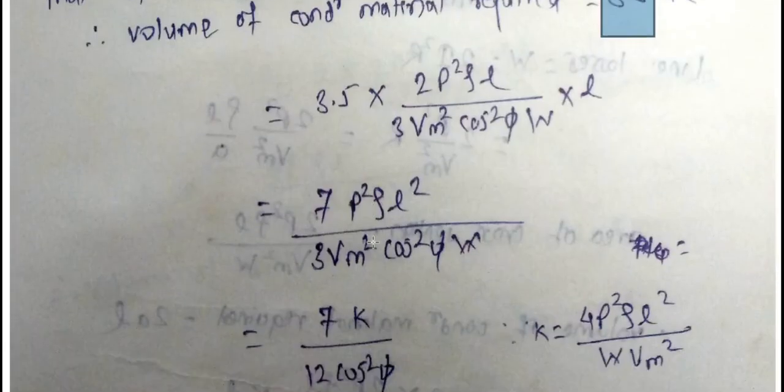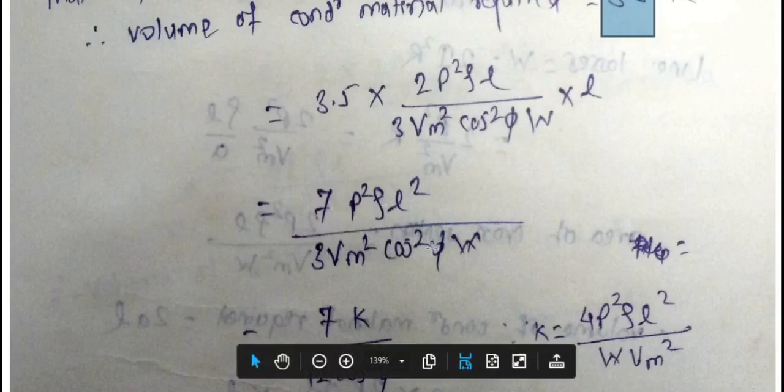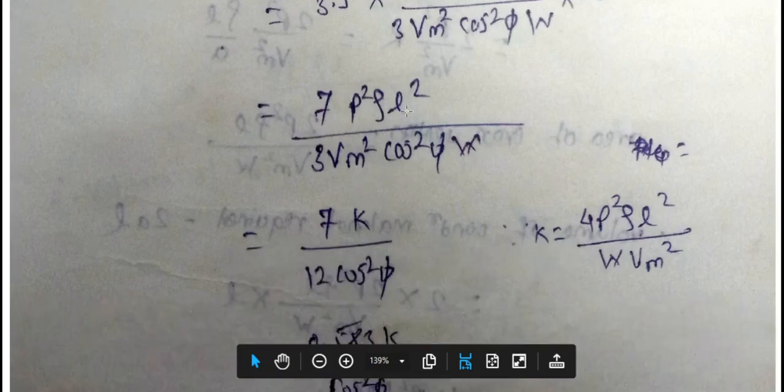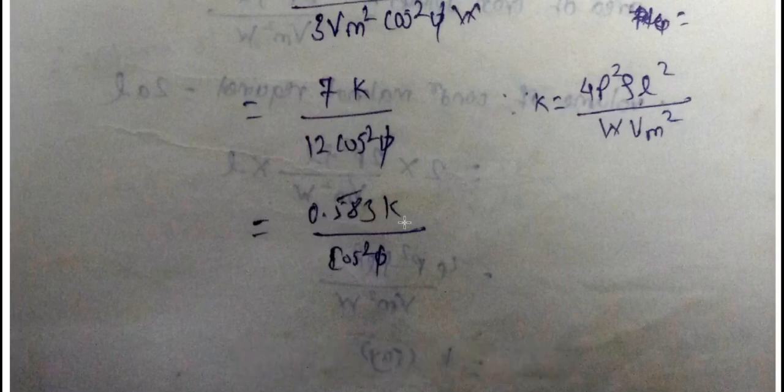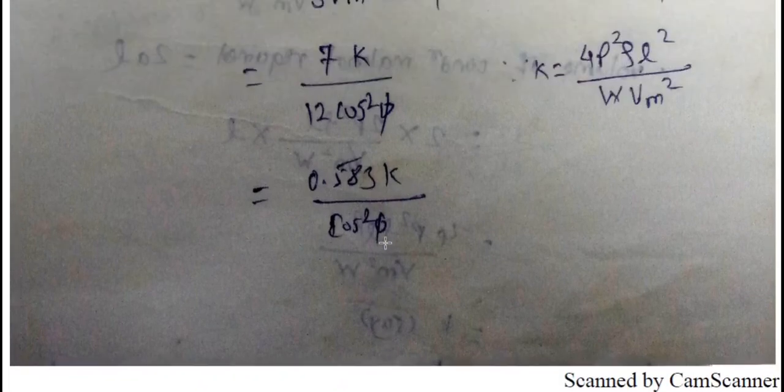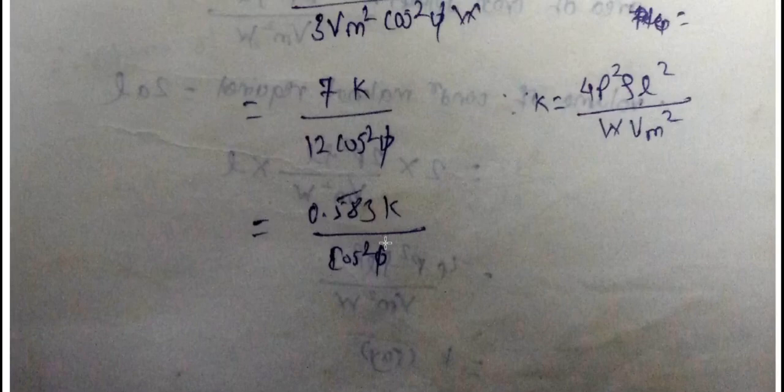The volume of conductor becomes 7P squared rho L squared divided by 3 Vm squared cos squared phi into W. We know that this value is represented as K, a constant, so it becomes 3 times K divided by 12 cos squared phi. After solving this, we get 0.583 times K divided by cos squared phi. So this is the expression for the 3-phase 3-wire and 3-phase 4-wire supply systems.